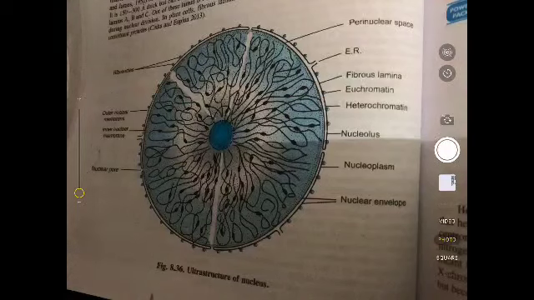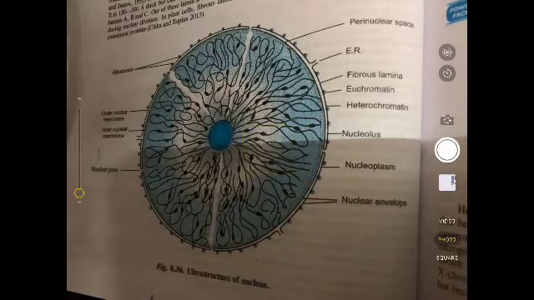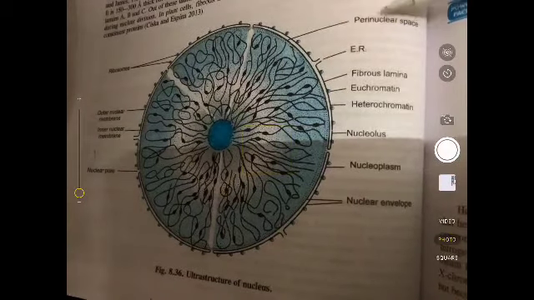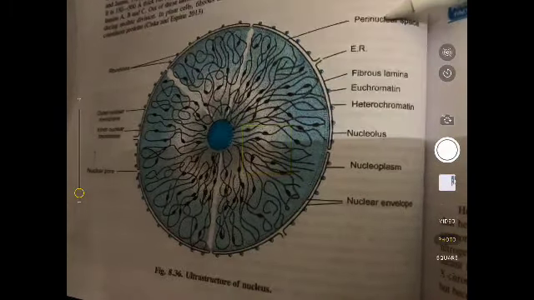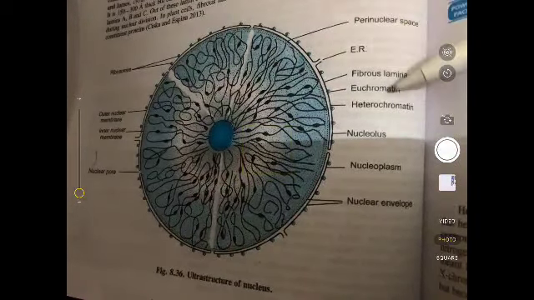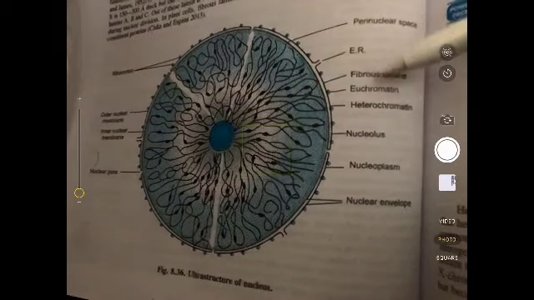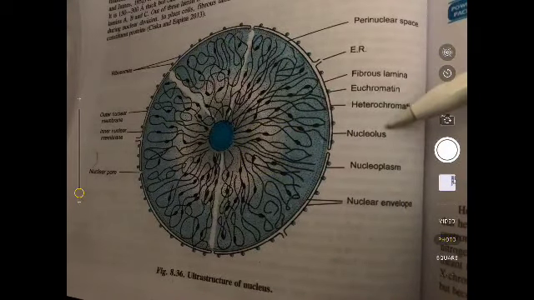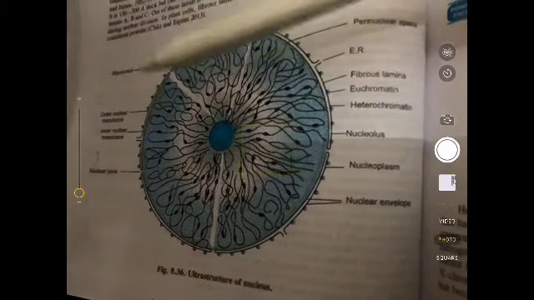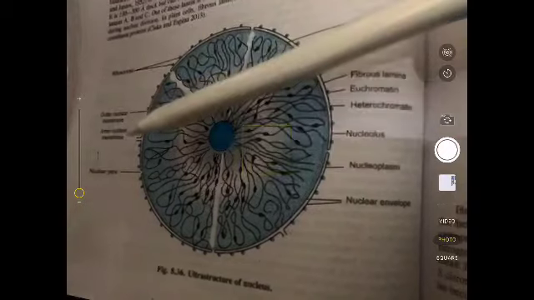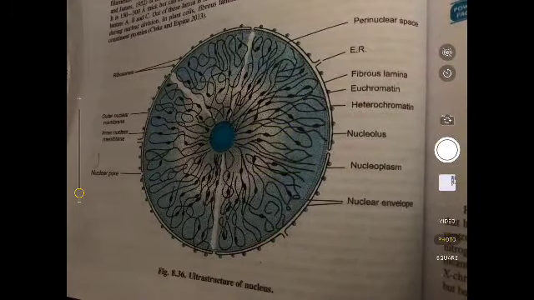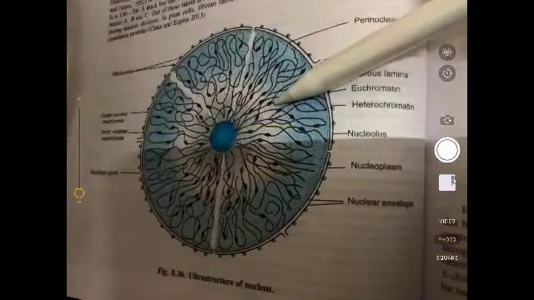And I am showing you a detailed structure of the nucleus, and you can see here the nucleus has one outer covering, perinuclear space, then some endoplasmic reticulum attached with the nucleus, then there are euchromatin, heterochromatin, nucleolus, nucleoplasm, nuclear envelope, outer membrane, nuclear membrane, inner nuclear membrane, nuclear pore, and ribosomes. These all are nucleus structure, but our main focus is on this chromatin.